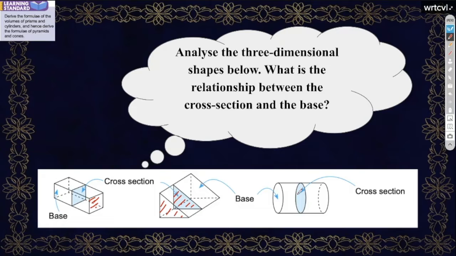So this is the cross section. This is the same as the base. Also the same. Okay, it's a circle. Equal in shape. Okay, good. So we can know that actually the relationship between the cross section and the base is the same. Okay, sama. So let's look at the next slide.